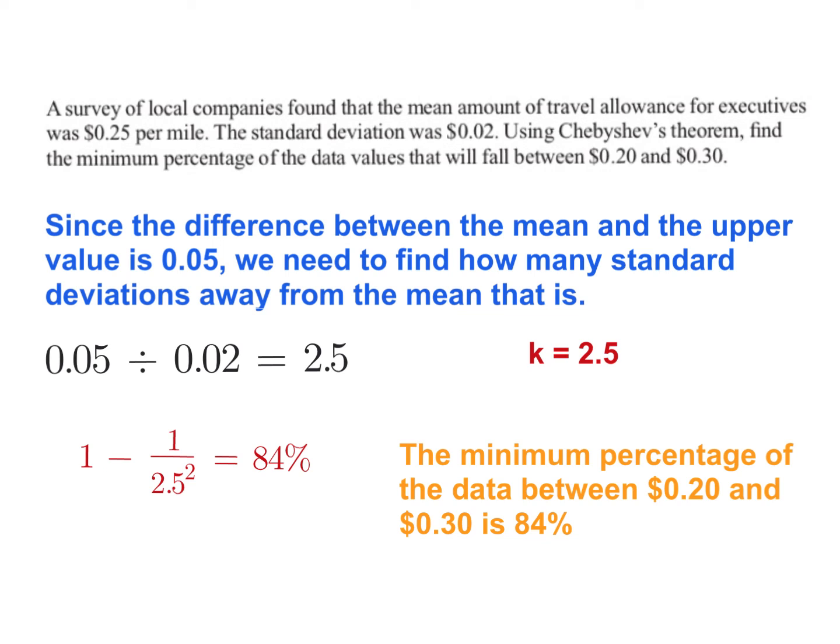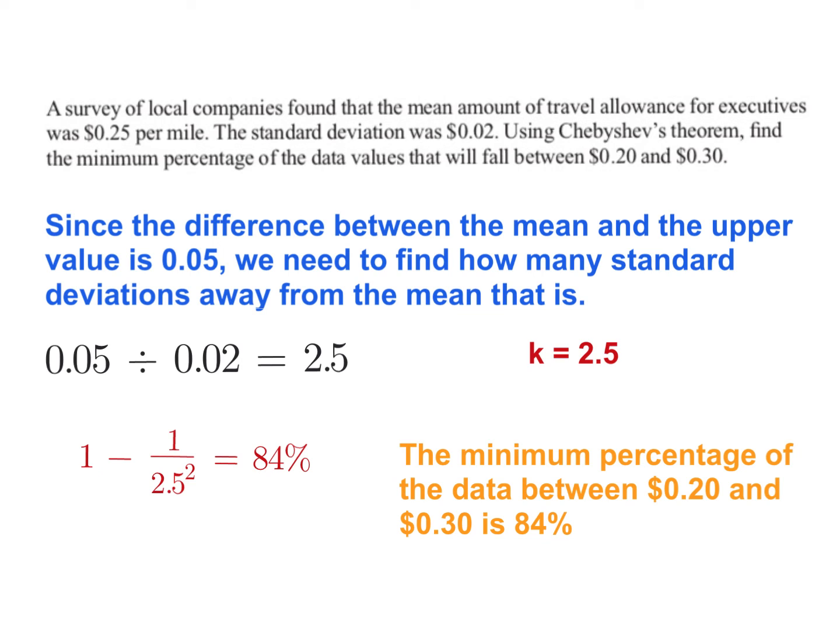It means that in all the situations of these companies that were surveyed, 84% of the companies reimburse their executives between 20 and 30 cents per mile. Which means at most 16% either give less than 20 cents or give more than 30 cents, because 16 and 84 is 100%. So there's a small amount of companies that actually give more than 30 cents or less than 20 cents. That's what this is trying to say.